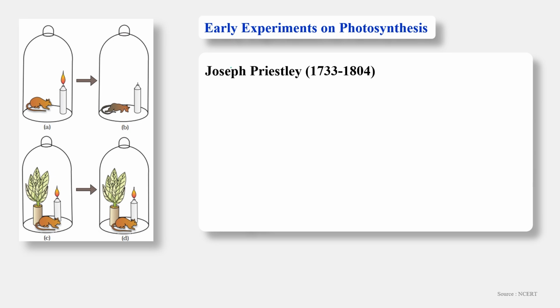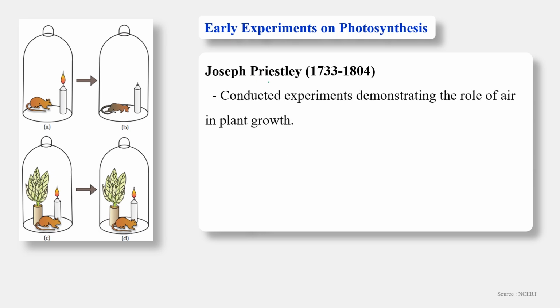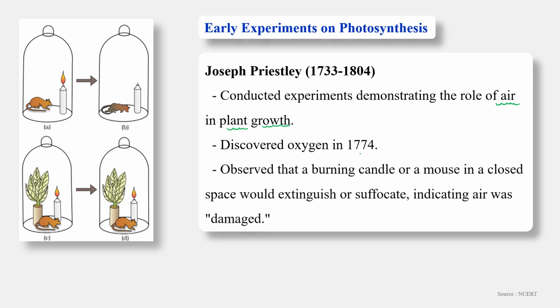The first experiment was conducted by Joseph Priestley in 1733. His lifespan was 1732 through 1804. He conducted an experiment which demonstrated the role of air in plant growth. And he actually discovered oxygen in 1774. Oxygen, which is a part of air.